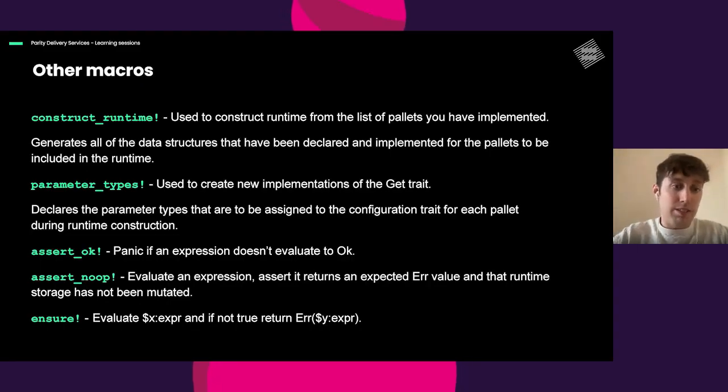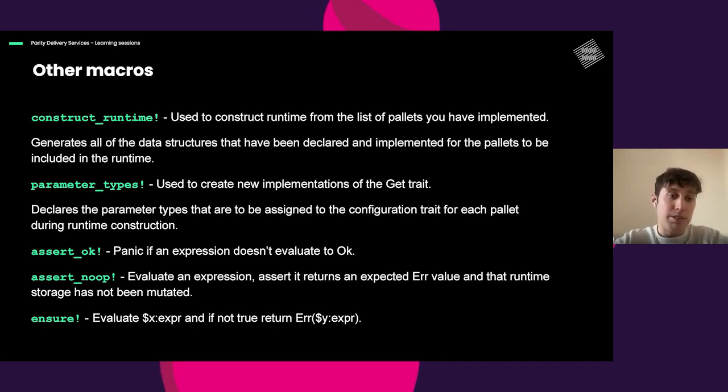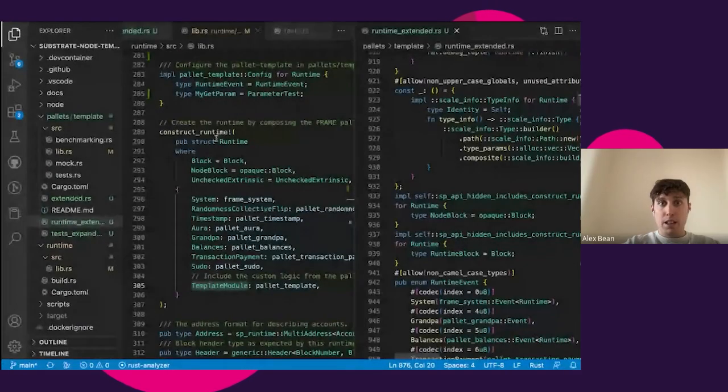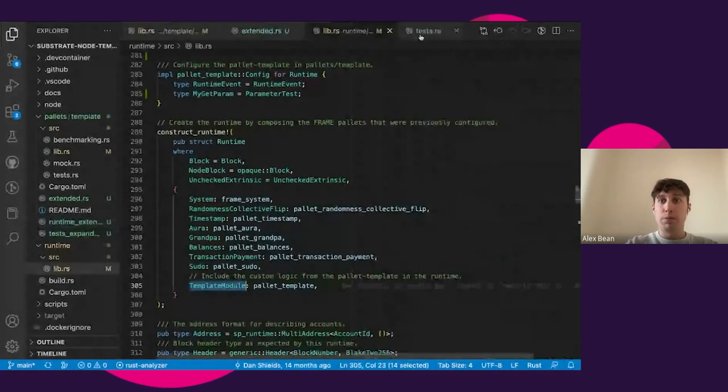And finally, we also have a couple more that I think are worth mentioning because we have used them, and probably you have seen them there: assert_ok. That is a macro that panics if an expression doesn't evaluate OK, and assert_noop evaluates an expression, returns an expected error value, and checks that the runtime storage has not been mutated. You can guess that this is going to be for testing purposes. So we go to the node template.